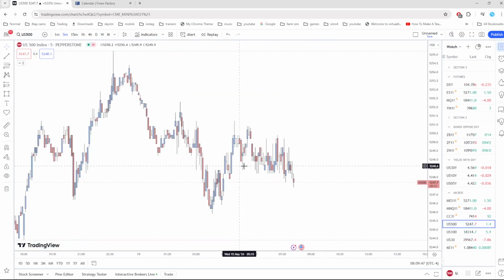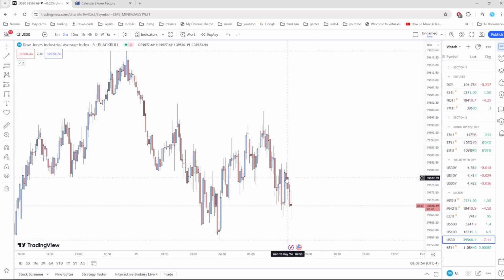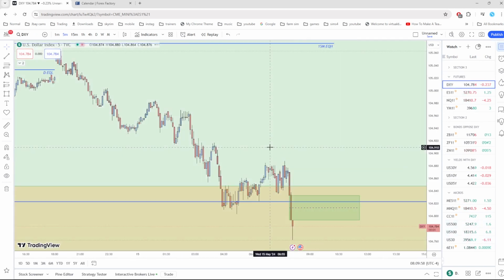ES, same thing. Look at this. You don't want to be in this. It's high resistance liquidity runs. The same thing can be seen on the Dow. So this is just no man's land right now. You don't want to be in this.